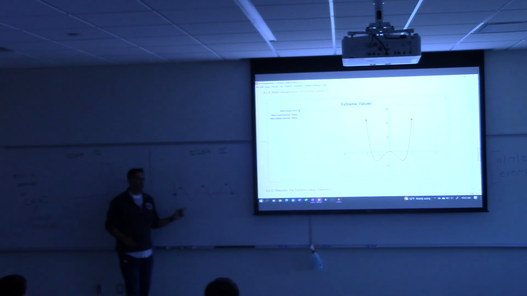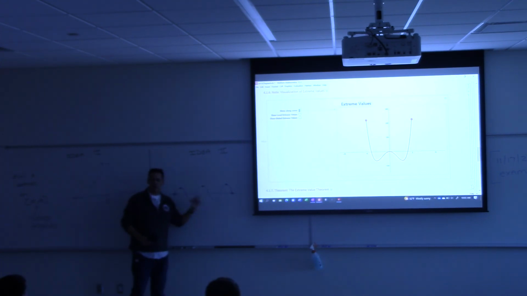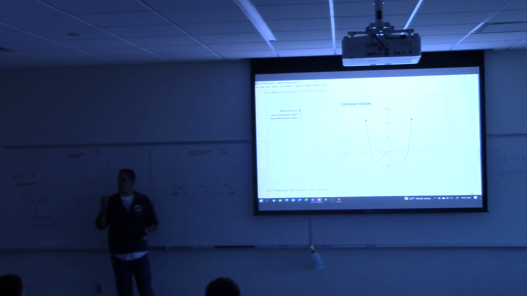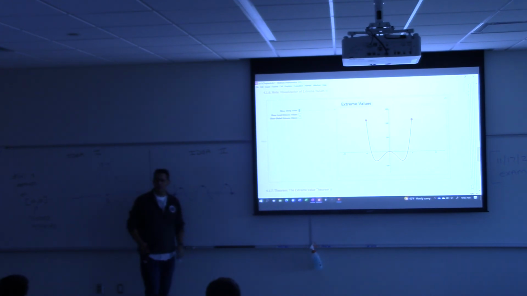What's the global minimum? -1, and it would occur here and here, two different places. But the global minimum is -1. And then you'd have local max, local min, local max, local min, local max, right?